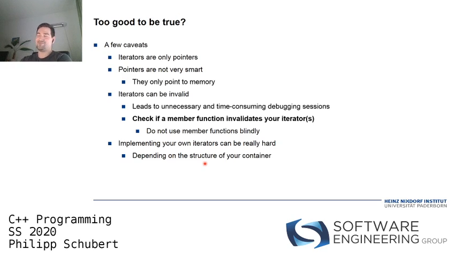This is also why I won't go into detail on how you implement your own iterators. Just look it up whenever you need it. Most of the time, you don't need to implement iterators, because usually you don't implement containers. You just use the existing STL containers or Boost containers. And all those implementations come with iterators. So they implement the iterators for you. You just have to use them. So it's more of an exotic use case.